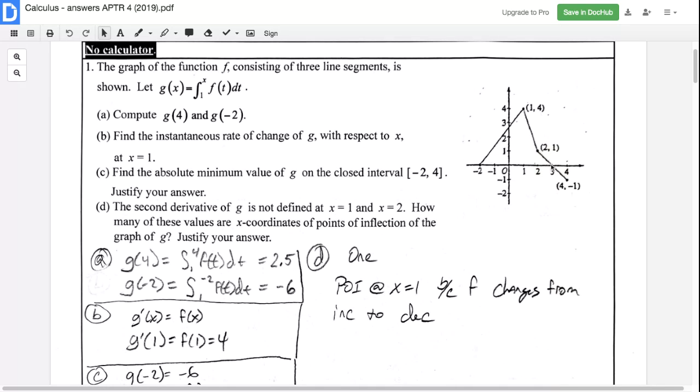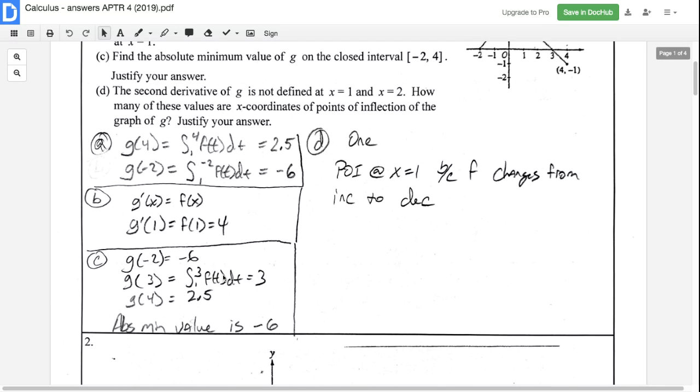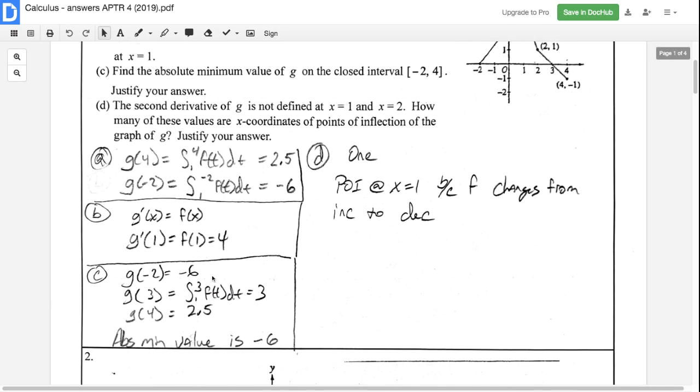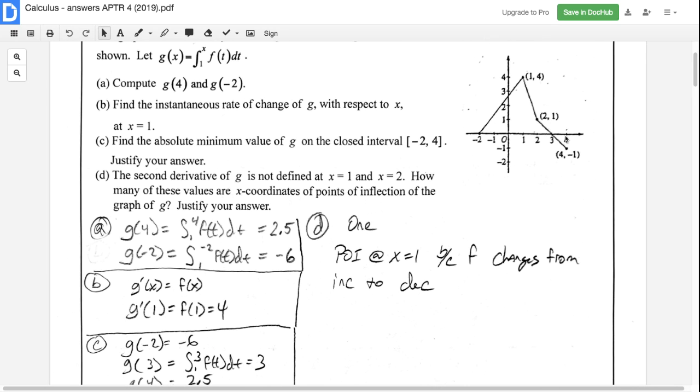G of 3, which is right here. So I need the integral from 1 to 3. I already know this right here is 2.5. And this is a triangle that's a 1 by 1, so that makes it a half. So 2.5 plus a half makes that 3. So that's 3. And then g of 4.